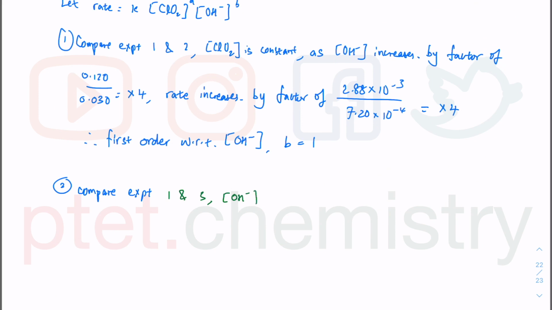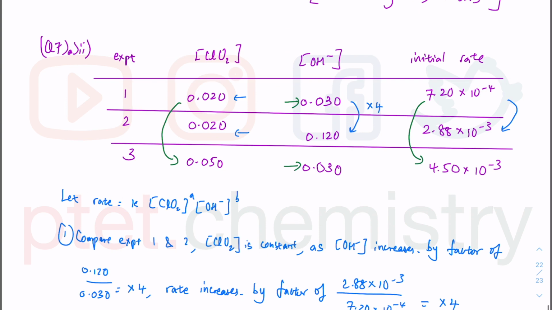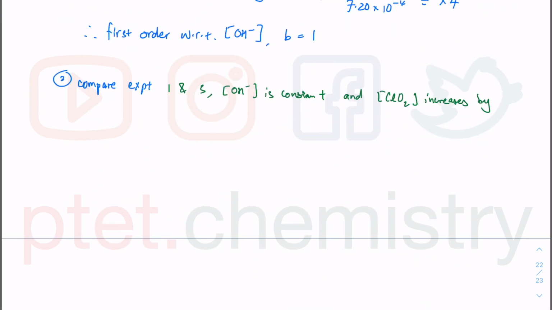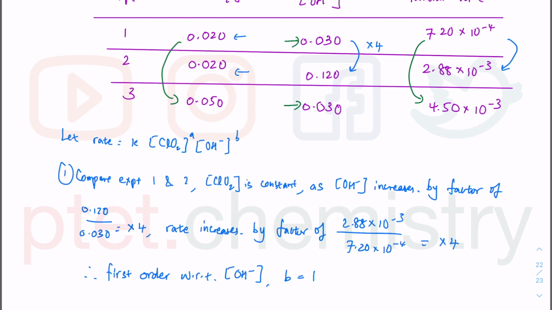When the OH minus is constant, and the ClO2 increases by a factor of 0.050 divided by 0.020, 0.050 over 0.020. I think that is a factor of 2.5. Yeah. The rate increases also by a factor of 4.50 times 10 to the minus 3.